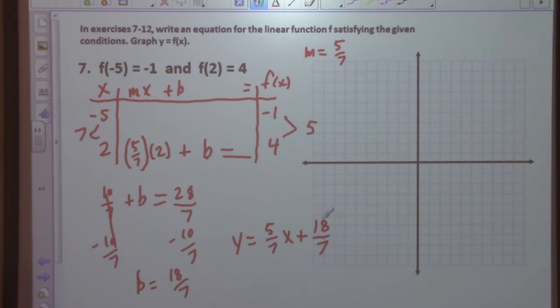All right, beautiful. So what do we do to graph this? What is the way we talked about graphing? Rise over run, right? So we start with what? We start with b, right? So where's 18 sevenths? It's 2.5 something, maybe a little greater. Yeah. So let's go over here.